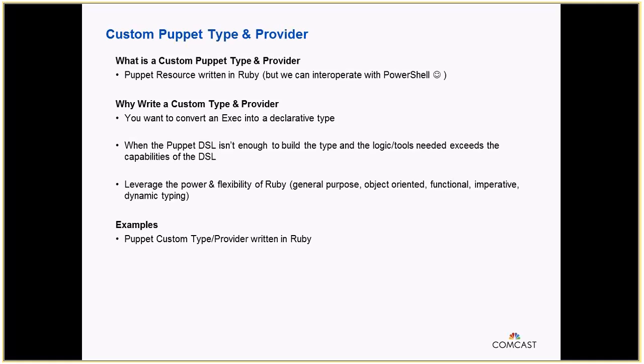So again, written in Ruby, we're going to interoperate a little bit with PowerShell. It's the same reason we've been doing and progressing through: I want to hide the complexity from my users and let them make the configuration statements they need to make, and then let Puppet do the job. We talked about how Puppet DSL can do some things, but not everything, so we want to use the power of a general purpose language, Ruby in this case. And we'll jump right to an example.